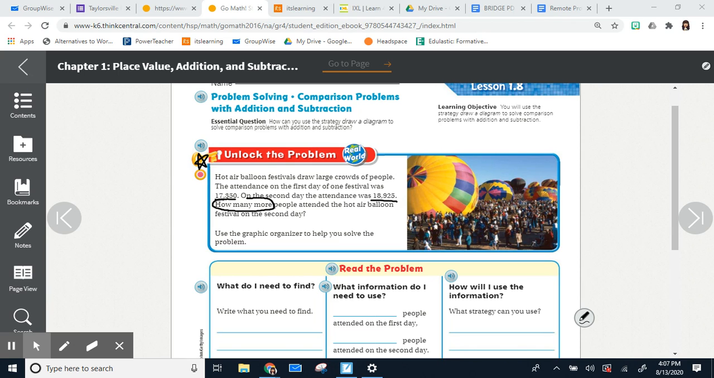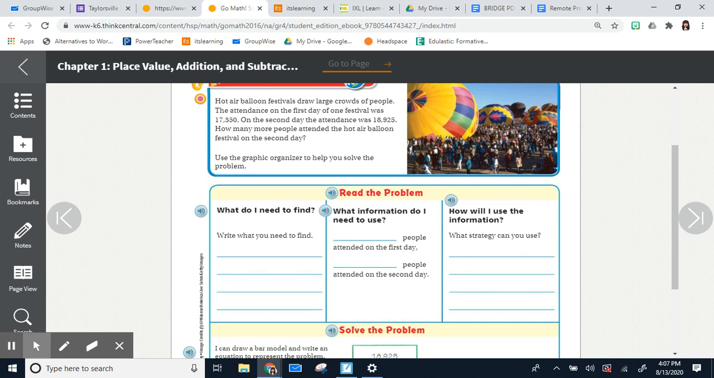So here are some key words. How many more people attended? When I see the words how many more, that automatically means it's a comparing problem. We want to know the difference between these two numbers. So again, the word difference is your clue to subtract.